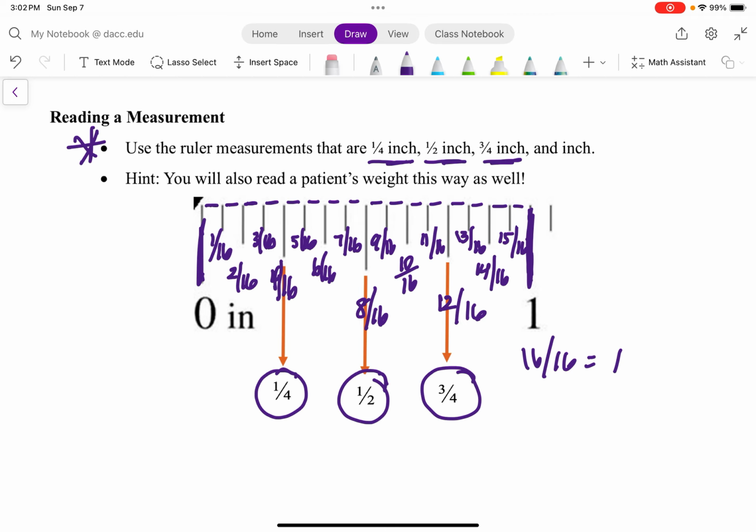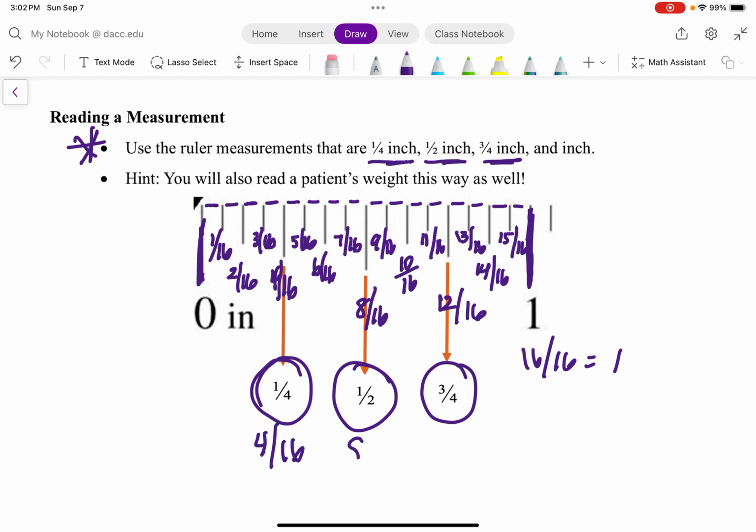Okay, so these lines here of 1/4 and 1/2 and 3/4 are basically 4/16, 8/16, 12/16. But if you remember, when it comes to fractions, you always have to simplify. So 4/16 equals what? Well, if you divide each of those by 4, that gives you 1/4, which is why these are the same right here. But we say 1/4 because that's simplified.